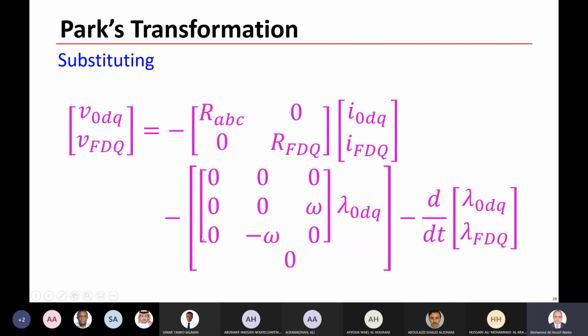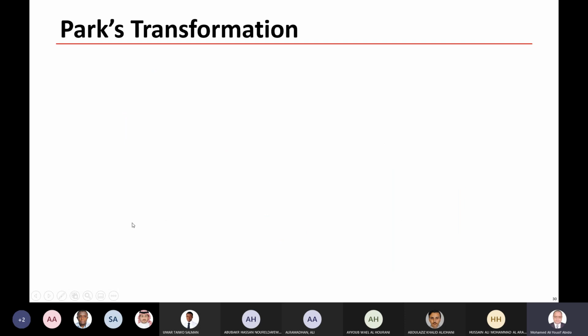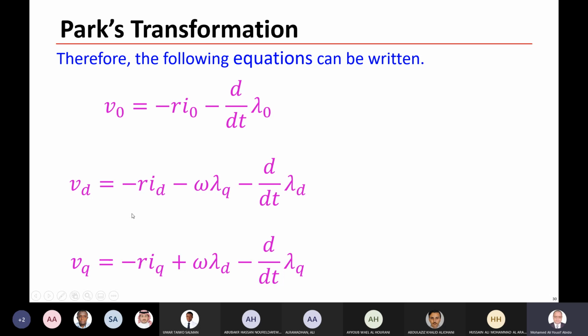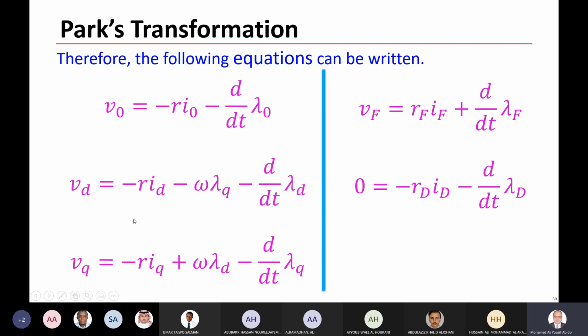So if you replace B d by dt B inverse, you replace it here, multiplied by lambda 0DQ here, and minus d by dt. So you can have these matrices. You have here v0, vd, vq, and vf, and there is no voltage in the damper winding in the d axis, and this is the equation on the damper winding of the q axis.